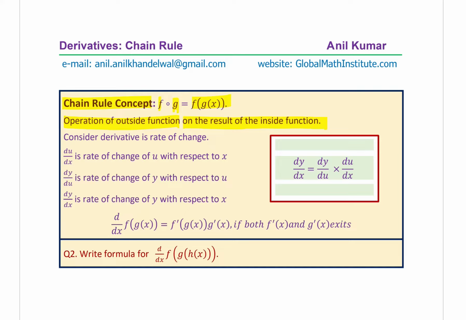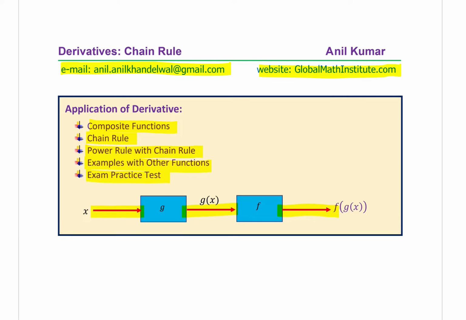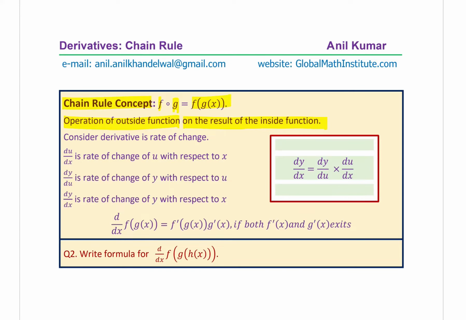As we have seen here, in the case of the chain rule, f of x is the outside function, which works on the result of the inside function. The result is the output g of x, right? That is what the function is, okay? Now, consider derivatives as rate of change. Then we can say, let's write down u as g of x. Let me write u equal to g of x.